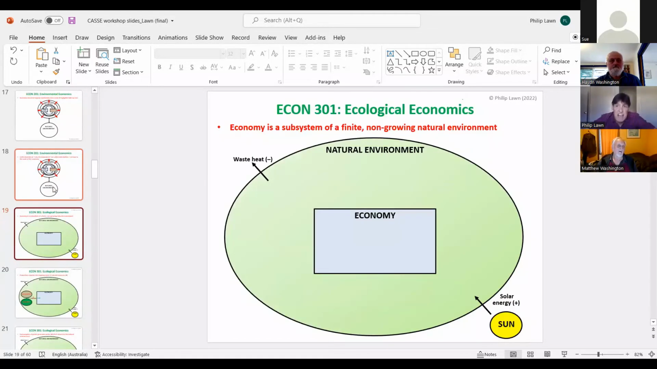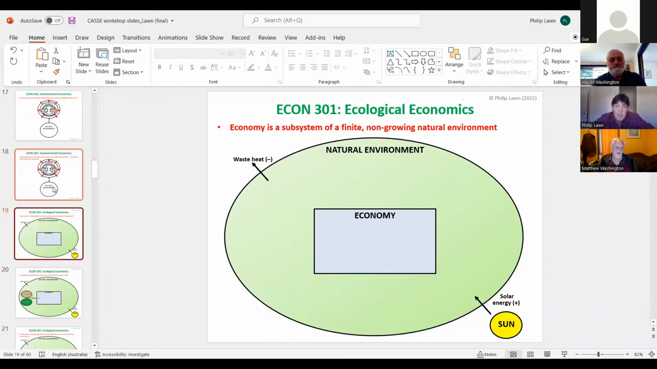So again, there's a failing there, because clearly we know that the growth of the economy, the physical scale of the economy, imposes costs upon the natural environment. It's not just due to how resources are allocated, but the sheer scale of the economy also imposes costs on the natural environment. So we now move to the third year level, where we study ecological economics, and we see something completely different.